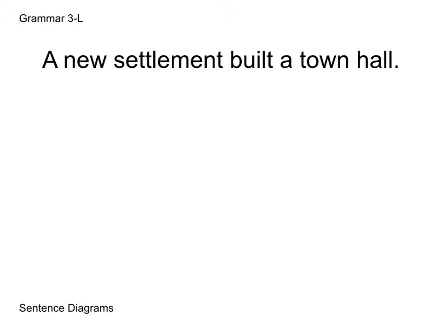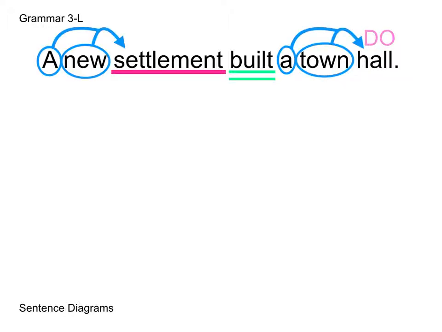start with finding the subject, which is settlement. What is the settlement doing? Building. The past tense of to build is built. And what are they building? Do we have any idea? Yes, the hall. They're building a hall. And so that will be our direct object, as it is receiving the action of building. And lastly, we have a new and a town. And each of these is a set of adjectives describing our various nouns in this sentence.